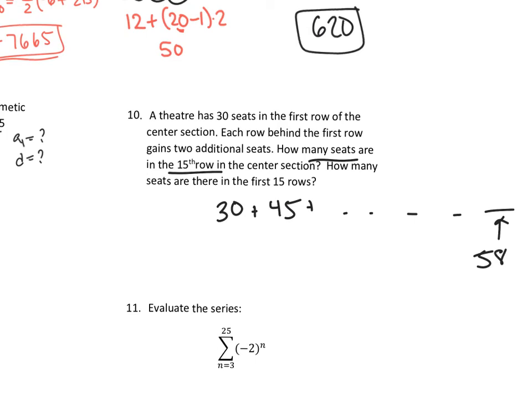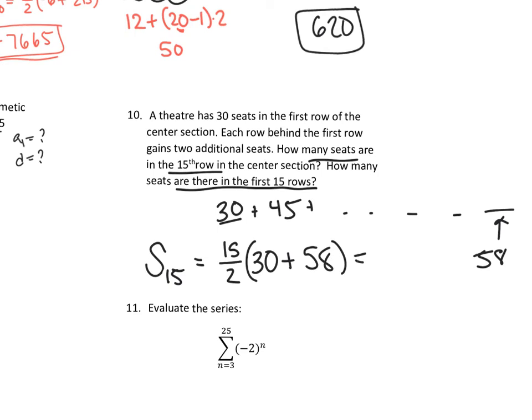And then for how many seats are there in the first 15 rows, you're going to want to use the sum of the first 15 rows, which is the number of terms, 15 over 2, times the first row plus the last row, which I got by doing the explicit formula. So you can plug that in.